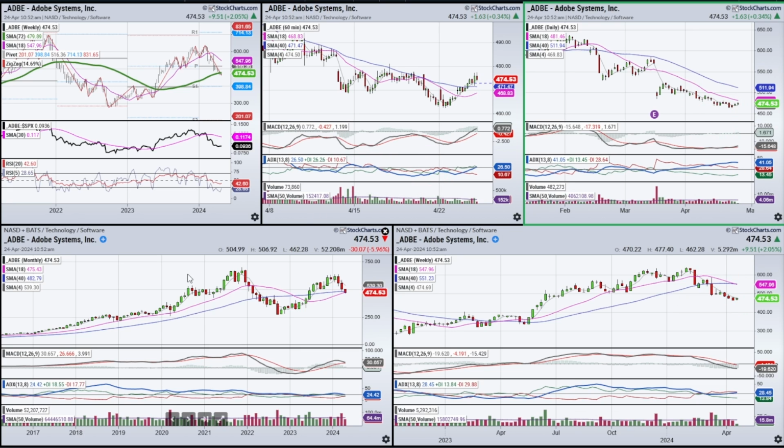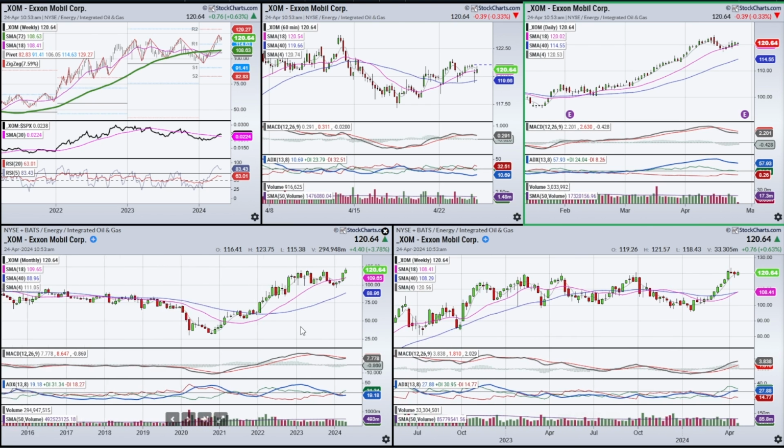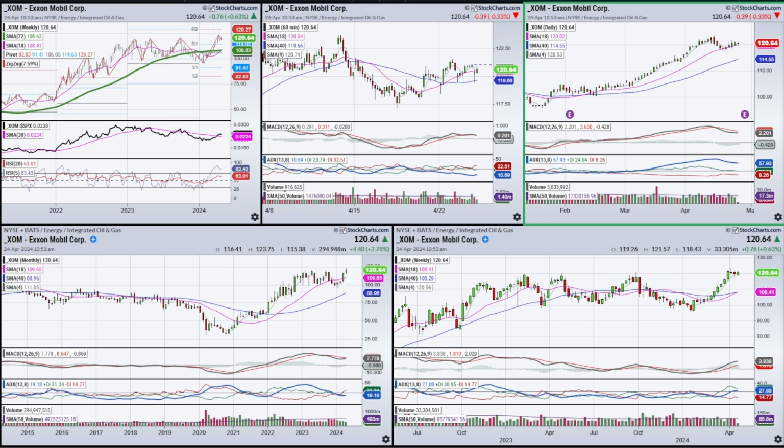So something to be on the lookout for. I wouldn't play this for a big trend. If I wanted to play this for a big move, I wouldn't do that, but I would consider it for a trading play. Okay, let's look at something like XOM, because this is showing a lot of improvement.